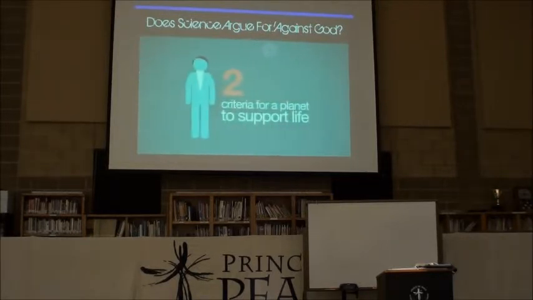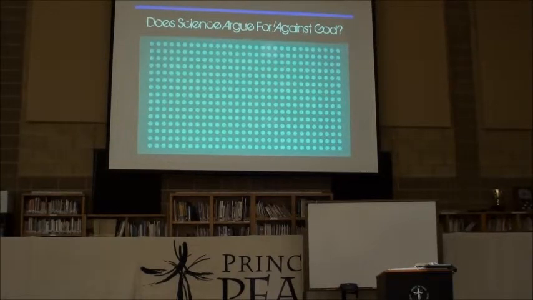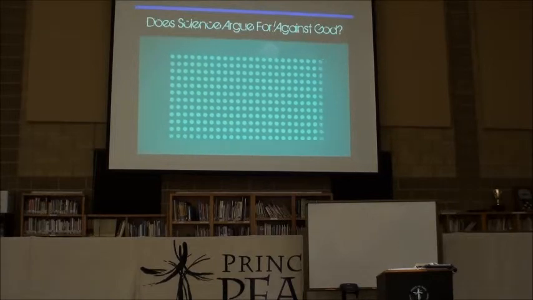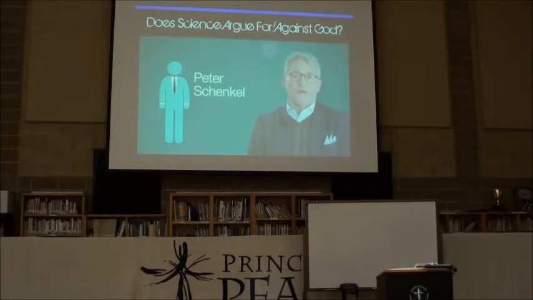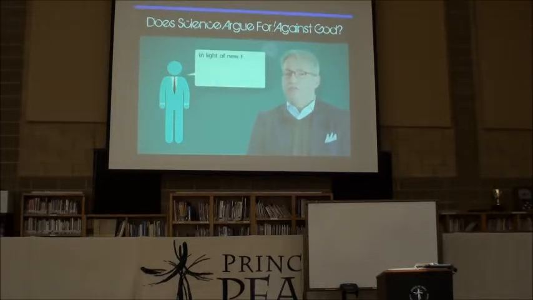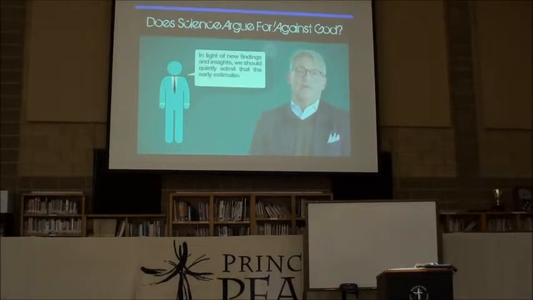His two parameters grew to 10, then 20, and then 50, which meant that the number of potentially life-supporting planets decreased accordingly. The number dropped to a few thousand planets and kept on plummeting. Even SETI proponents acknowledged the problem. Peter Schenkel wrote in a 2006 piece for Skeptical Inquirer, a magazine that strongly affirms atheism, "In light of new findings and insights, we should quietly admit that the early estimates may no longer be tenable."